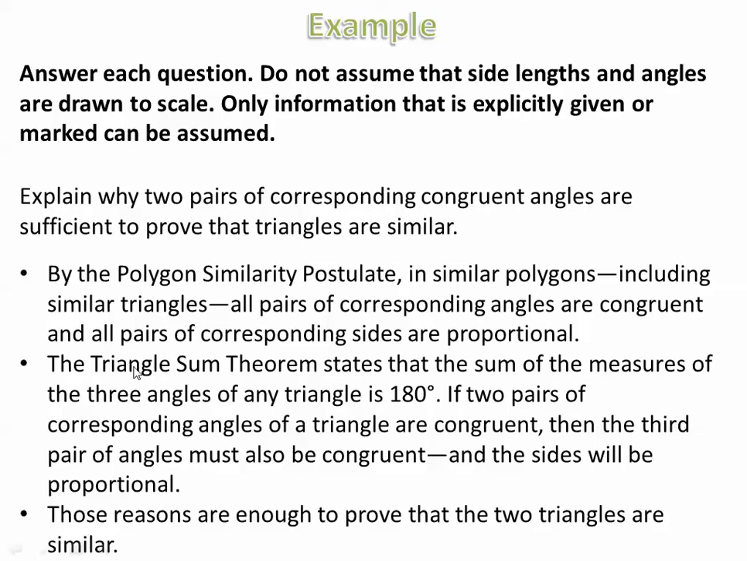The triangle sum theorem states that the sum of the measures of the three angles of any triangle is 180 degrees. So if two pairs of corresponding angles of a triangle are congruent, then the third pair of angles must also be congruent and the sides will be proportional. And those reasons are enough to prove that two triangles are similar.